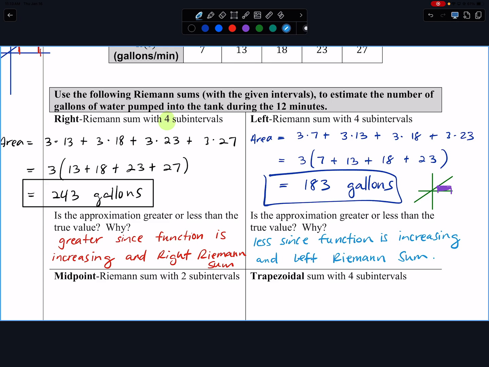Okay. So far so good? All right, midpoint. Pay attention to the directions though. How many intervals are we doing now? 2. Okay, so we gotta be careful.